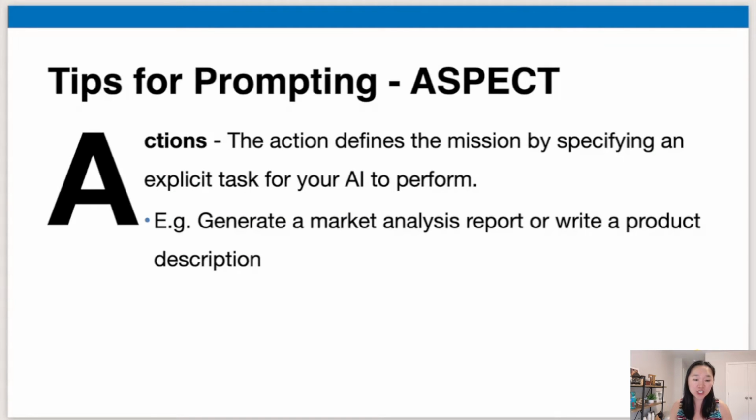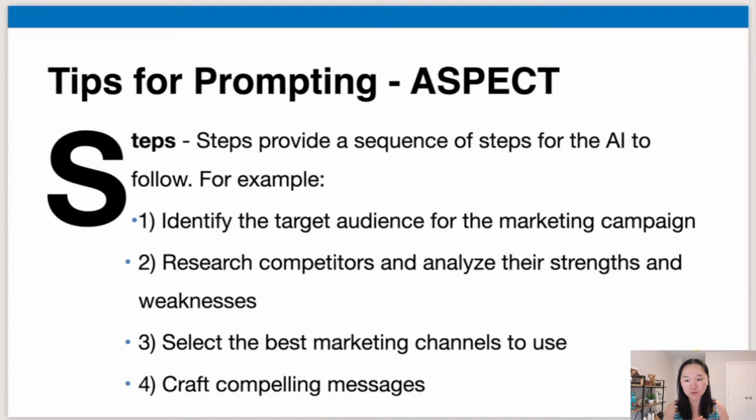So an action is basically telling ChatGPT what kind of action you want it to perform. For example, an action could be generate a project management plan. It could be generate a market analysis report. It could be write a product description, etc. Essentially, the action defines the mission by specifying exactly what you want the AI to perform.